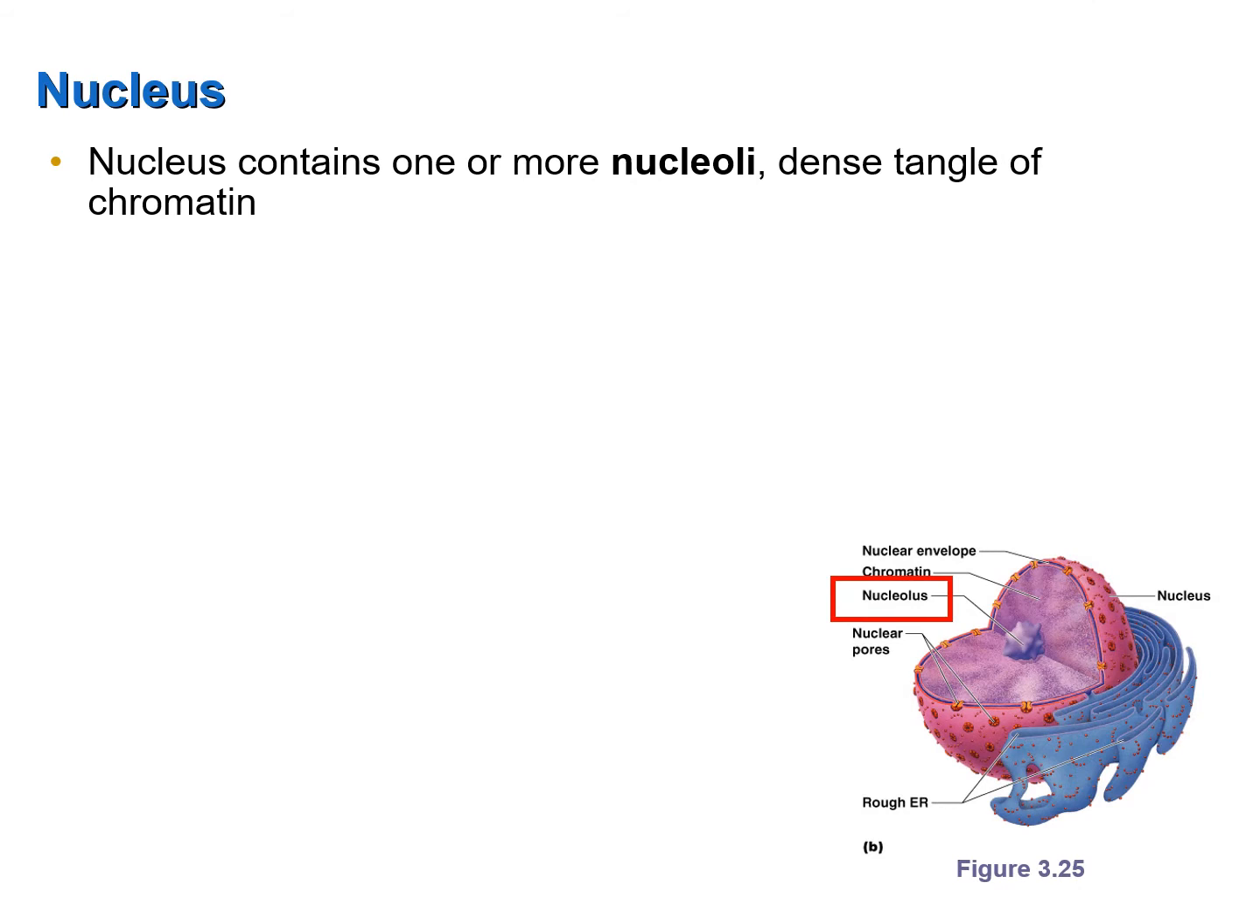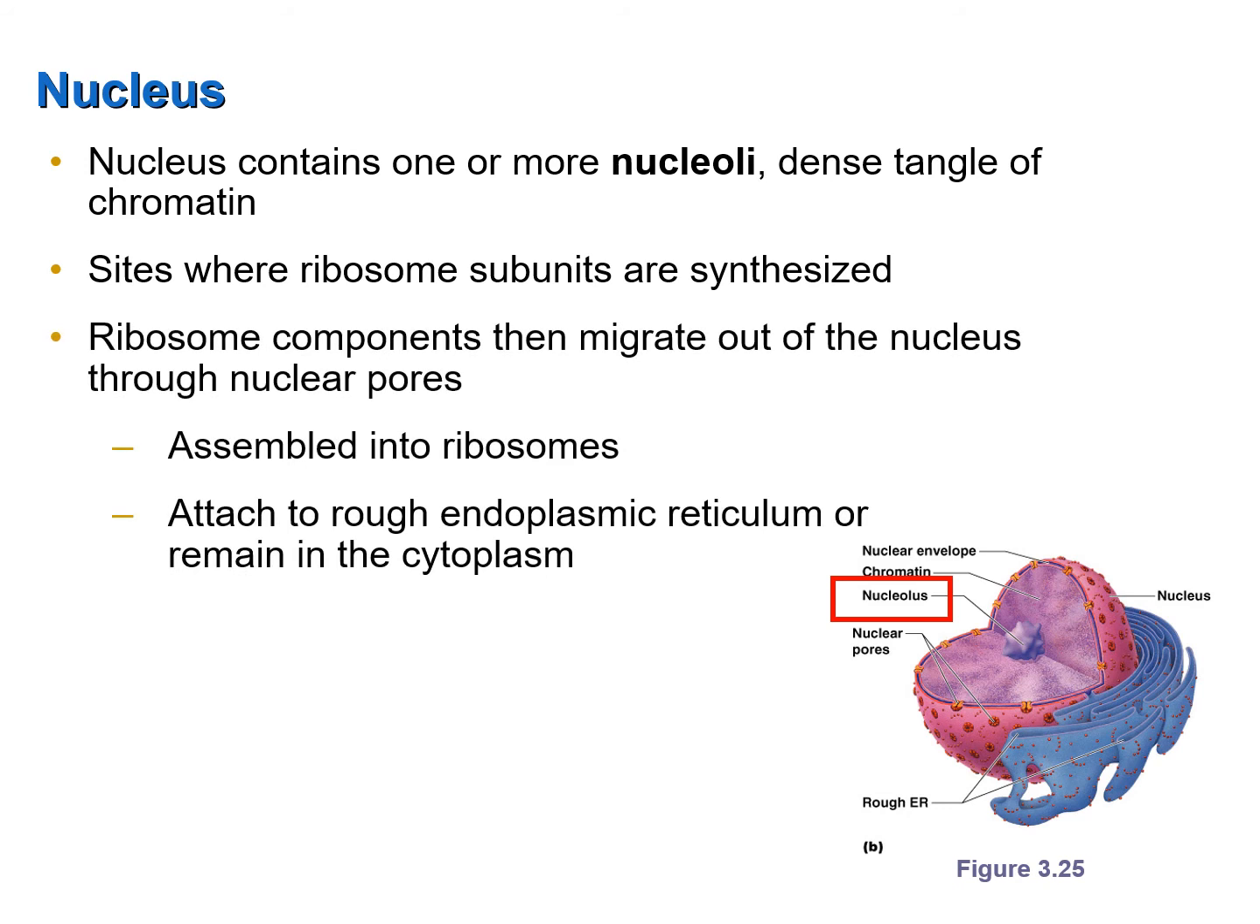Found within the nucleus are one or more dense tangles of chromatin called nucleoli. Nucleolus is singular. The components of the ribosomes are synthesized at the nucleolus. They are then transported out of the nucleus through the nuclear pores, where they are assembled in the cytoplasm. The ribosomes are then attached to the rough endoplasmic reticulum, or they remain free in the cytoplasm.